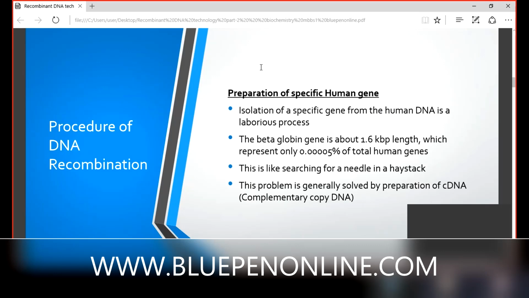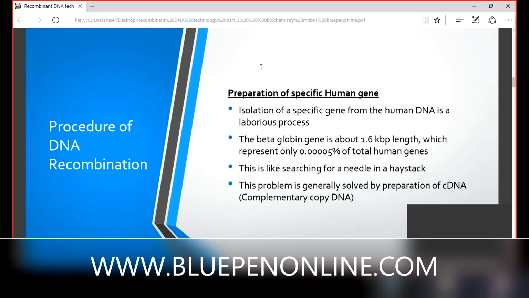Molecular biology. So many researches are conducted, and PhDs and all things are in molecular biology. PhD scholars work in these small areas and on the preparation of cDNA. So how can we prepare a specific human gene? Isolation of a specific human gene is a very difficult process. This problem is generally solved by the preparation of cDNA, a complementary copy of DNA.